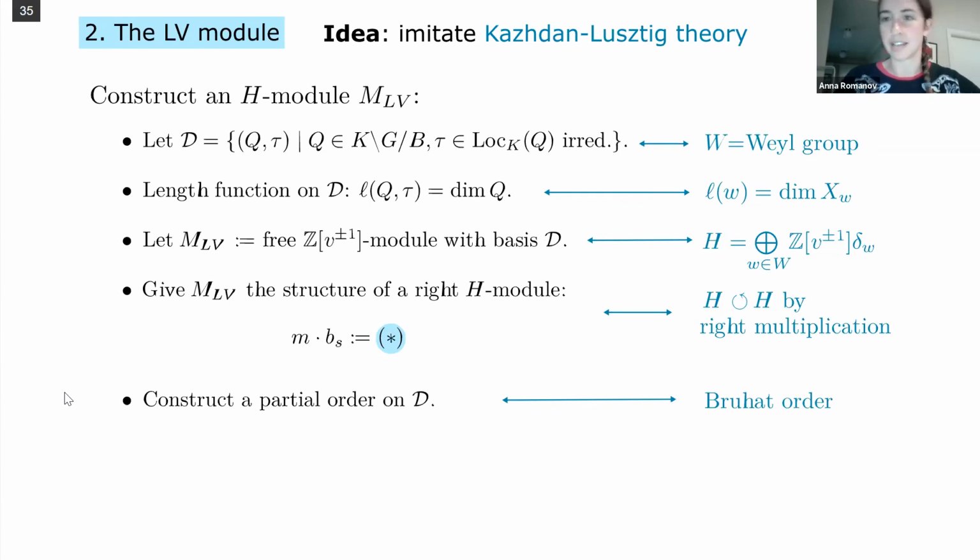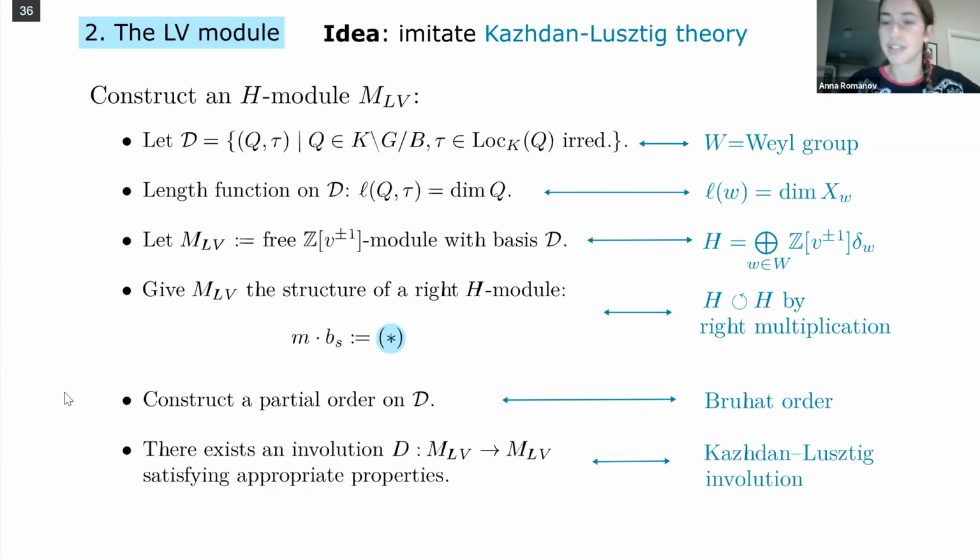But in our case, where we only have one local system on each orbit, this can just be the closure relation on orbits. And then the last ingredient is we need something to play the role of the Kazhdan-Lusztig involution. And it turns out that there is an involution on our module satisfying appropriate properties.